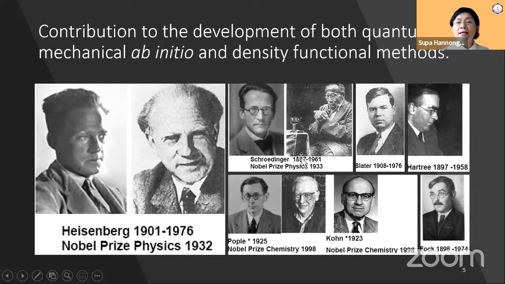You may see the face of Professor Schrödinger. He is an Austrian, and he proposed a very important equation that is the heart of quantum mechanics, the Schrödinger equation. He obtained the Nobel Prize in Physics in 1933.